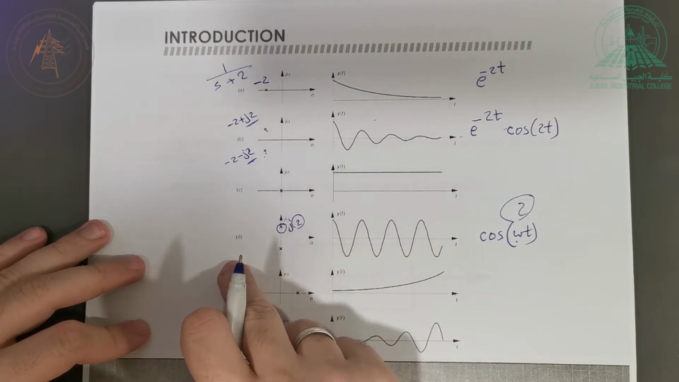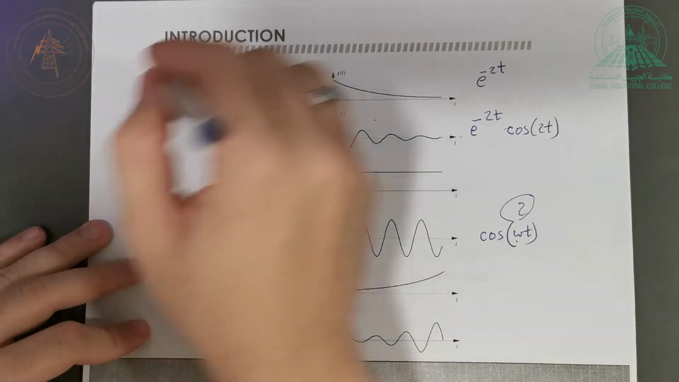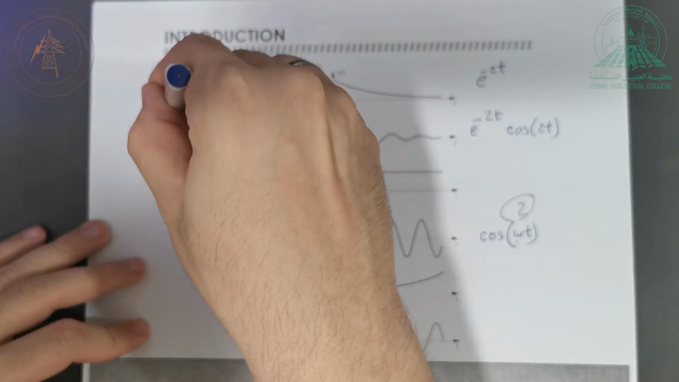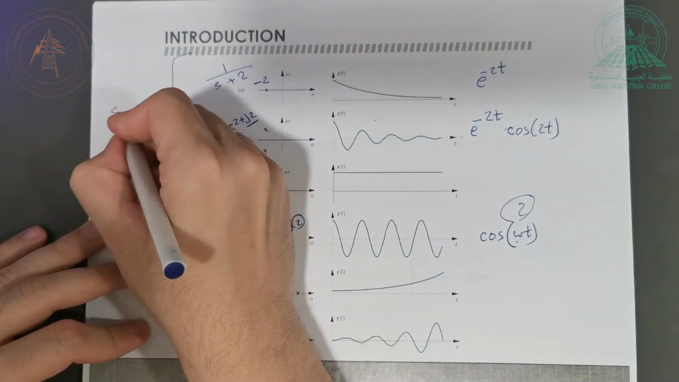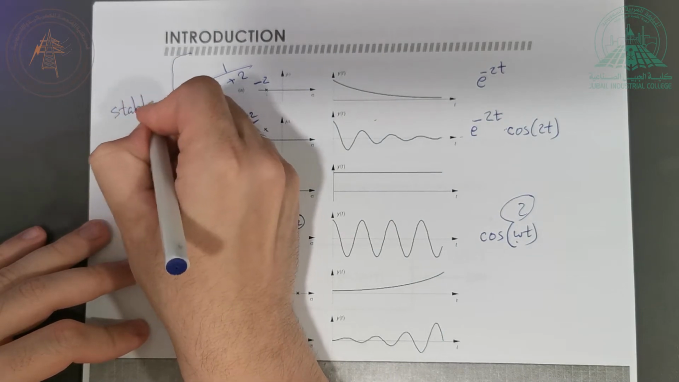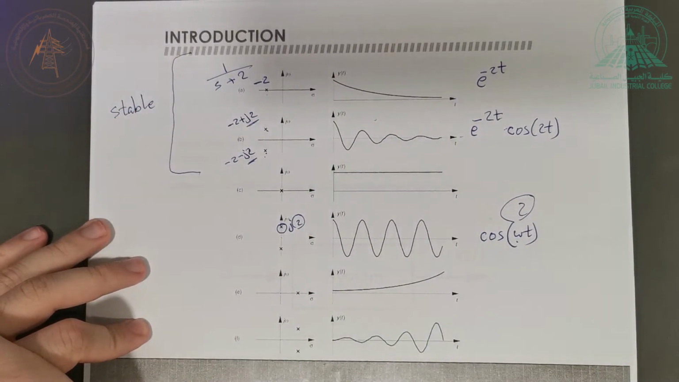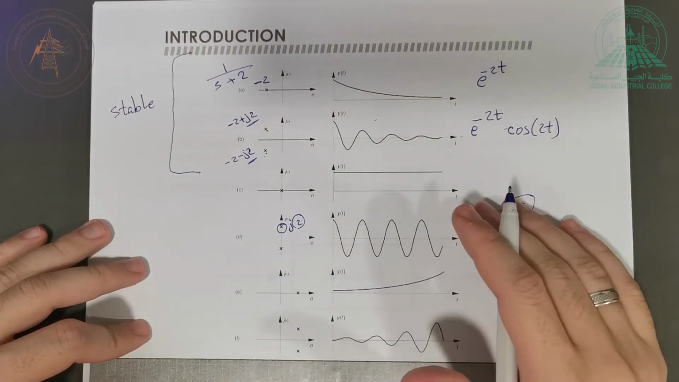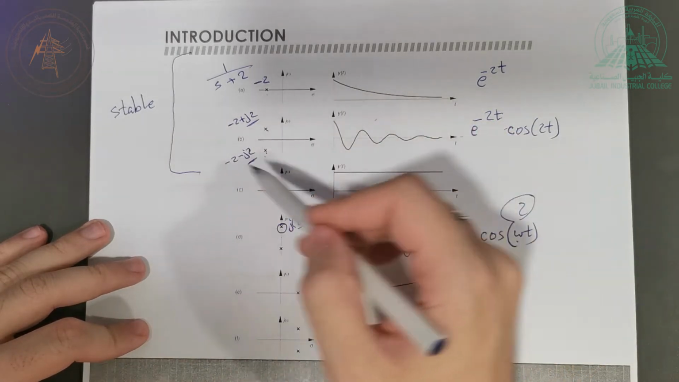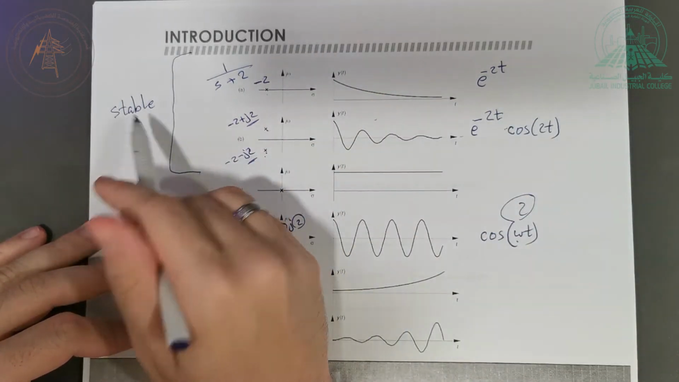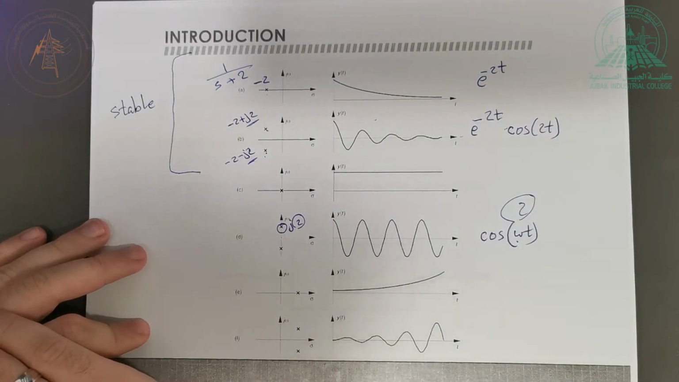In this case, these two we call stable. The system is stable in both these cases, because regardless of how long the system goes on for, it will never blow up. So we call it a stable system, right?